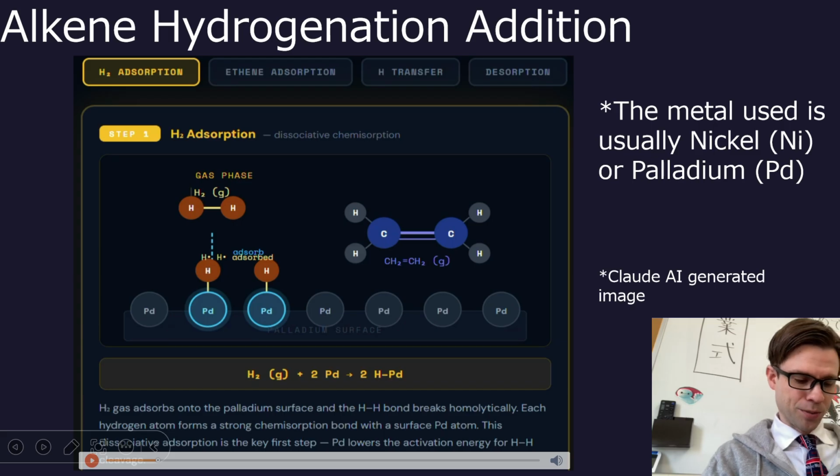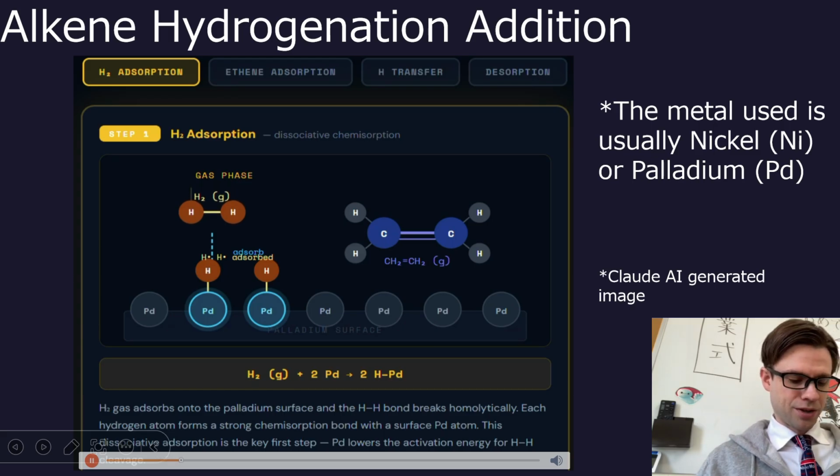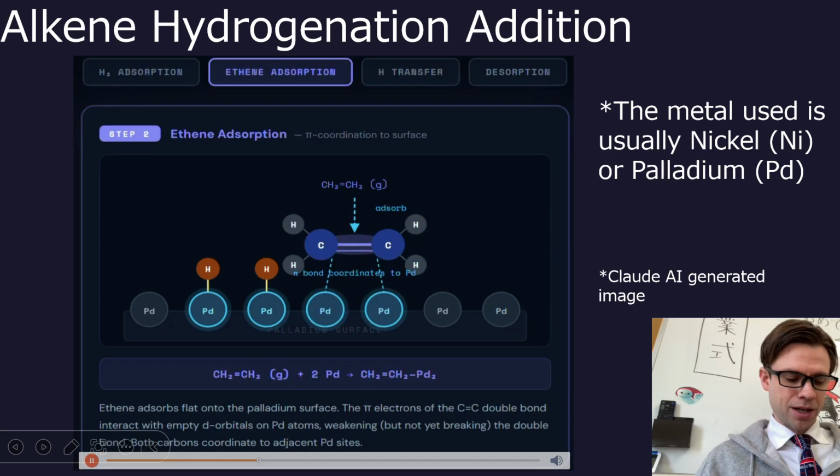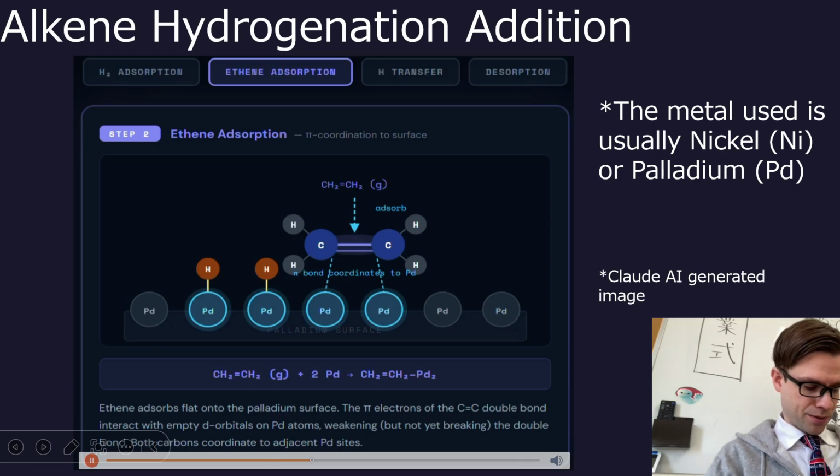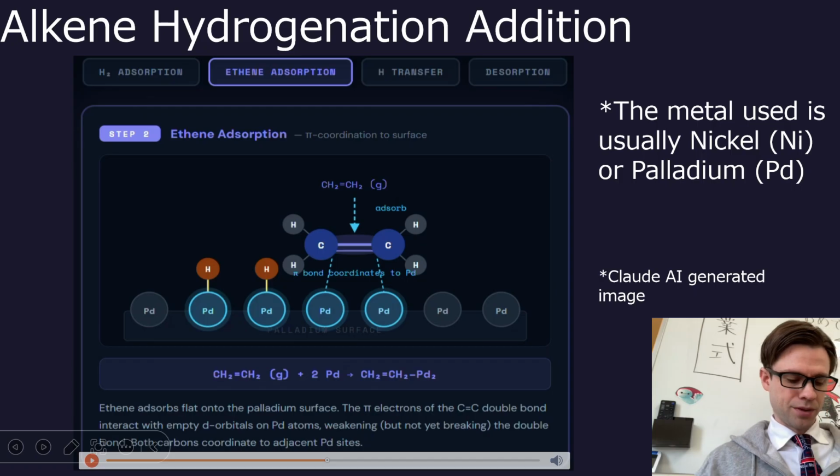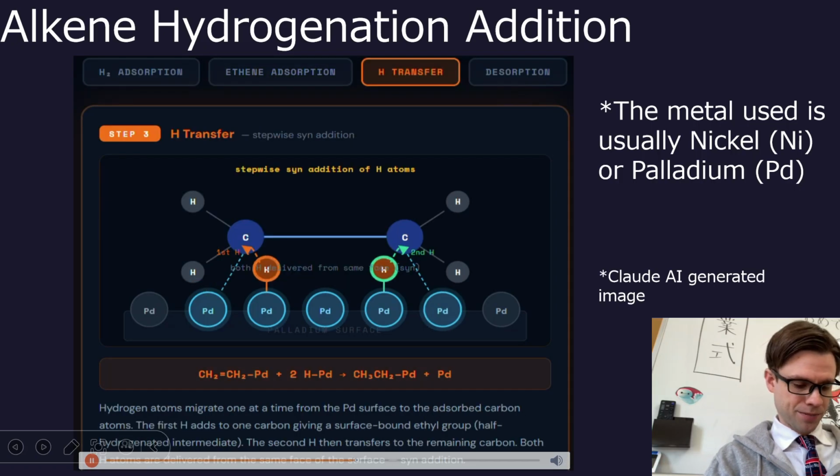So we have adsorption first. H2 is attracted to the surface of the transition metal palladium, and that will weaken the bond between the H's and form new palladium-hydrogen bonds. The same thing can happen with the ethene molecule. The pi bond, or the double bond, can be attracted to the palladium surface, and the double bond will open up and form new carbon-palladium pseudo-bonds.